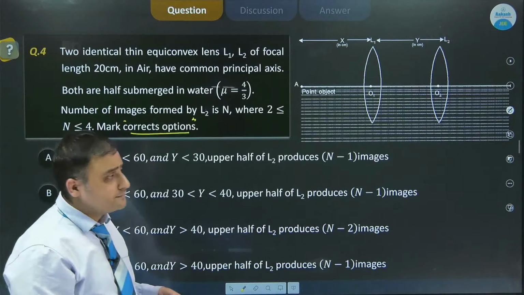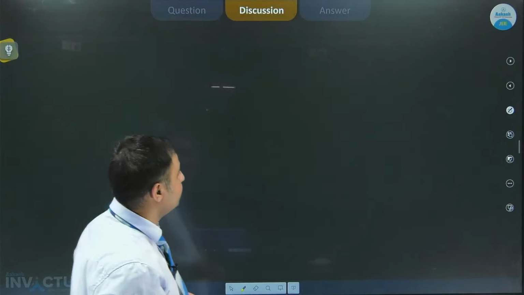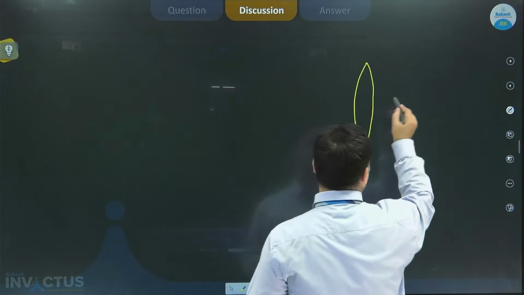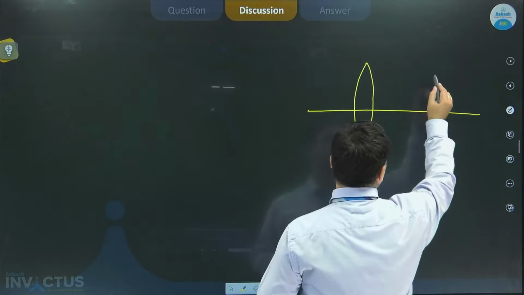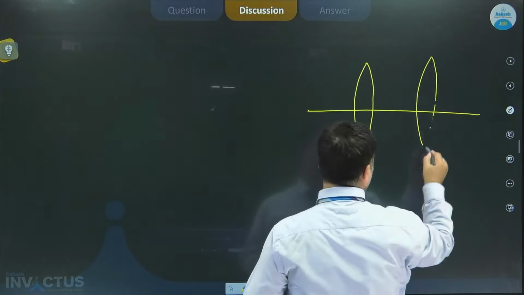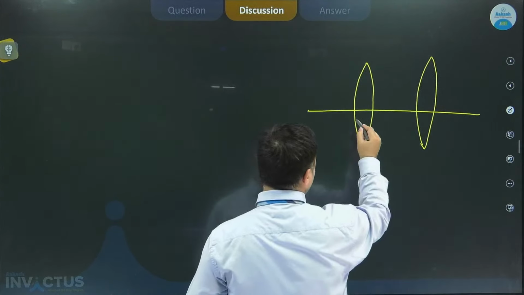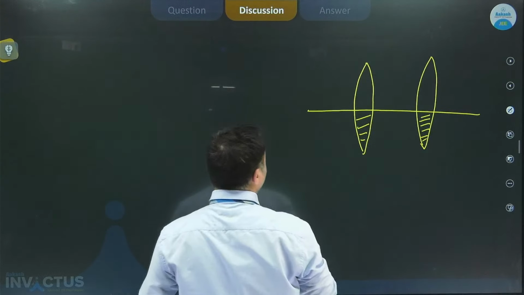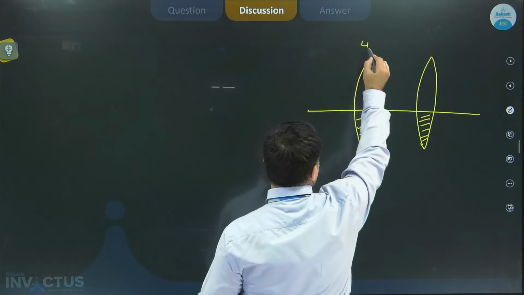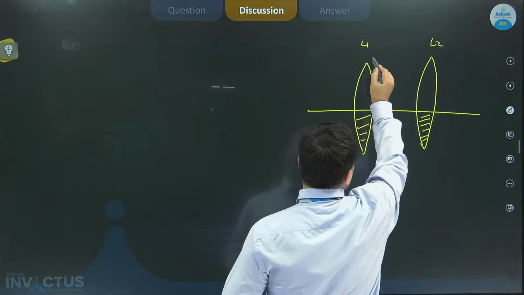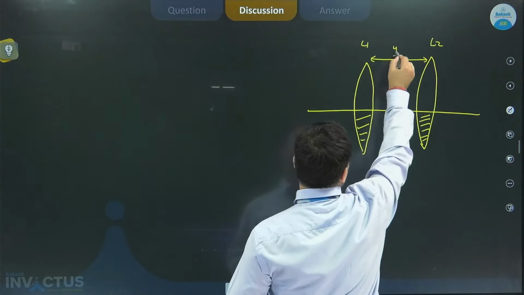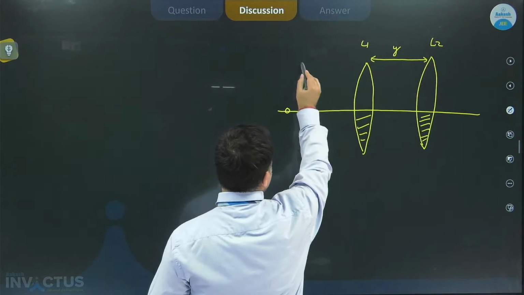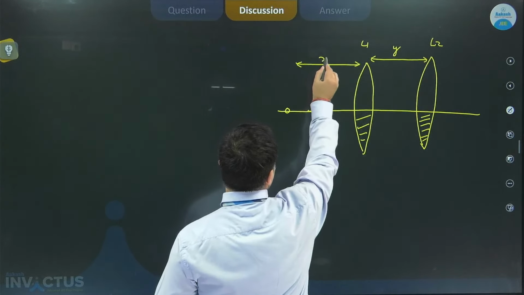Now for this, first draw the diagram. We have two lenses, L1 and L2. Half part is dipped in water and the refractive index of water is given to us. And the focal length, this is lens L1, this is lens L2, and their separation is given as y. There is a point object which is placed at a distance x from L1.